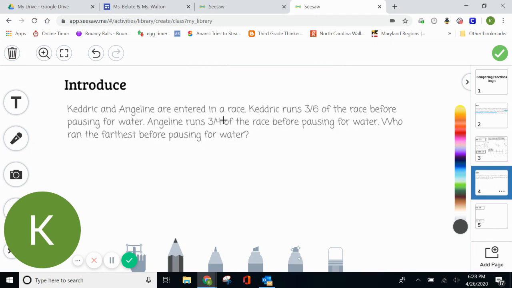Kedrick and Angeline are entered in a race. Kedrick runs 3/6 of the race before pausing for water. Angeline runs 3/4 of the race before pausing for water. Who ran the farthest before pausing for water? I want to know who runs the farthest or who ran the greater amount. So I'm going to do the same thing I did before by breaking my word problem up.